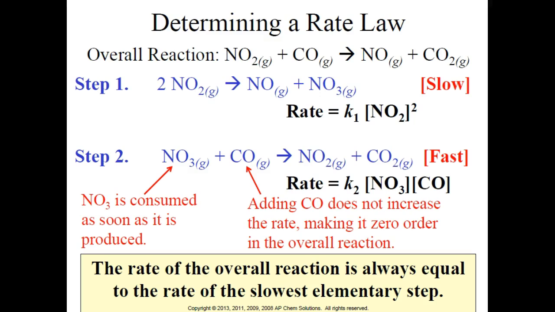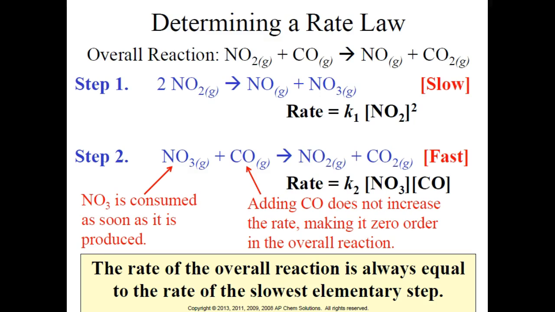And so what it's showing you here, we had just looked at and saw that the step 1 rate law matched the overall rate law. And notice it's the slow step. Okay, so important thing is what's at the bottom. The rate of the overall reaction is always equal to the rate of the slowest elementary step. And they have to tell you which step is slow or fast if they're asking you to determine the rate law for the overall reaction.